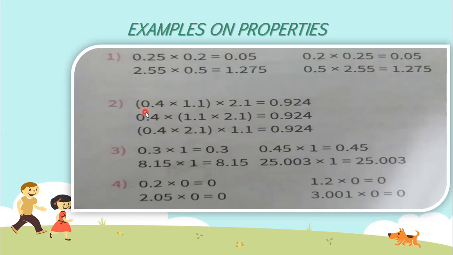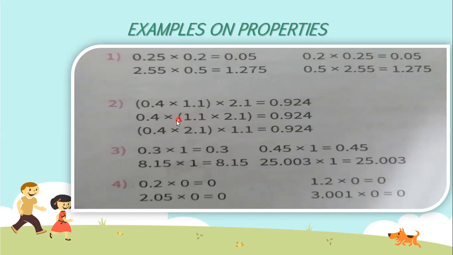Next, when you are multiplying three numbers, 0.4 into 1.1 into 2.1. First we group 0.4 into 1.1. You multiply these two, and whatever answer you get, you next multiply with 2.1. Then you will get 0.924.